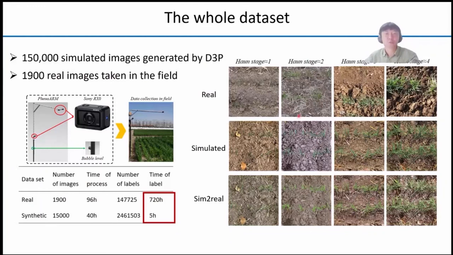We also took real images from the field. In this study, we would focus on the stage from about one leaf per plant to about four leaves per plant. This is because tillering starts around three or four leaves per plant. After tillering, the canopy would grow much faster and become difficult to identify all the leaves in the canopy.